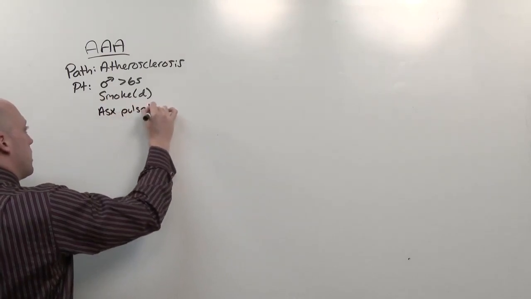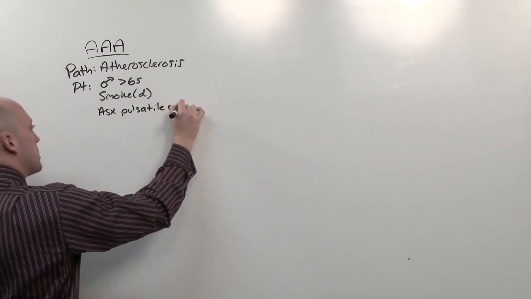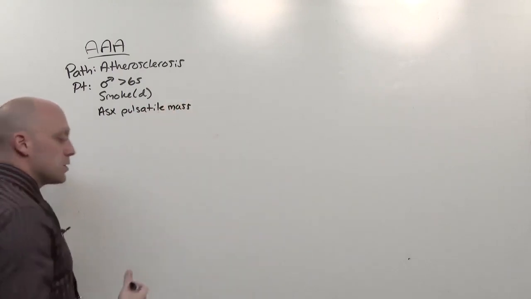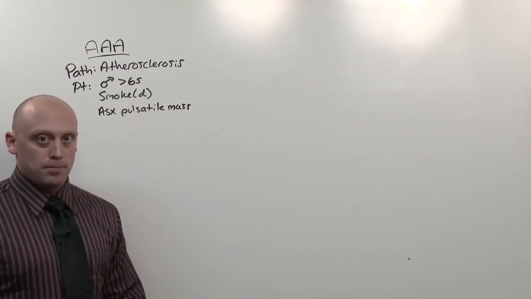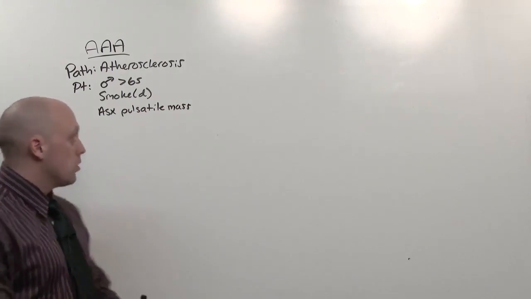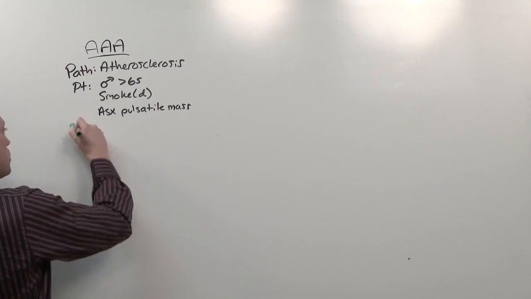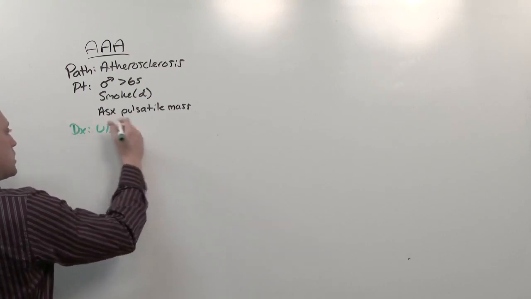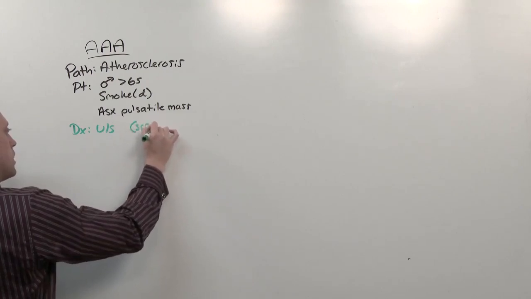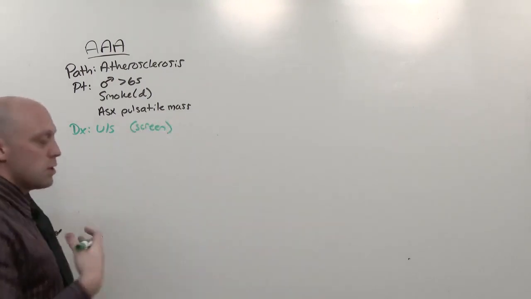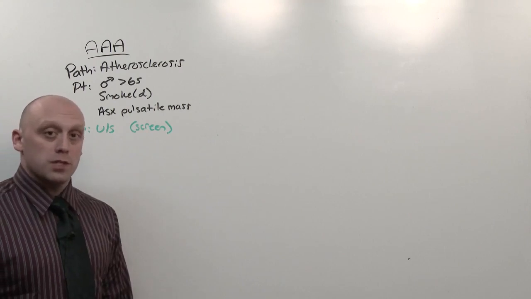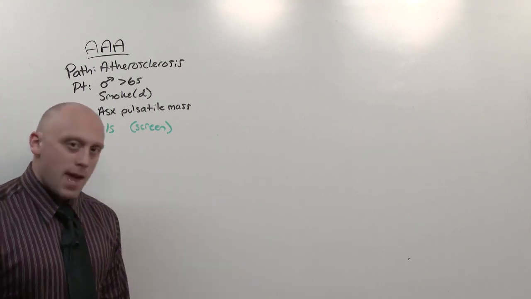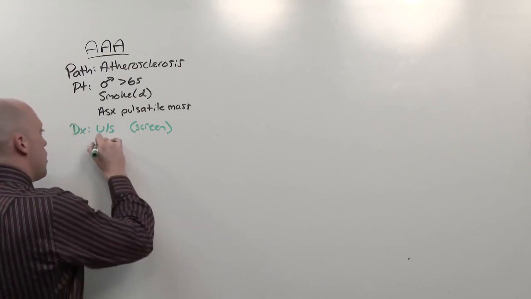And usually in life, these are found because they get imaging of the belly for something else, and it just happens to show one. And if you're doing it well, you make the diagnosis with an ultrasound. And this is how you screen people. Men over the age of 65 who have ever smoked should get an ultrasound screen one time. You can make the diagnosis with a CT scan.